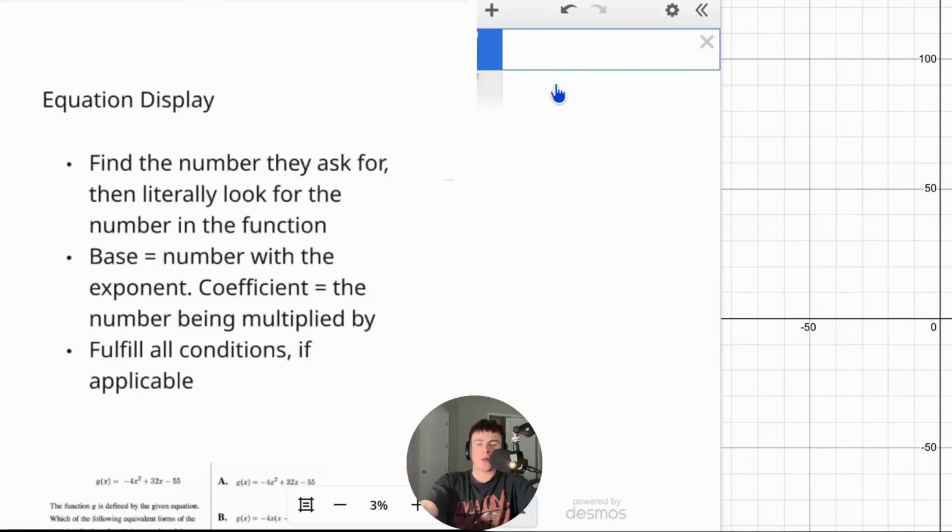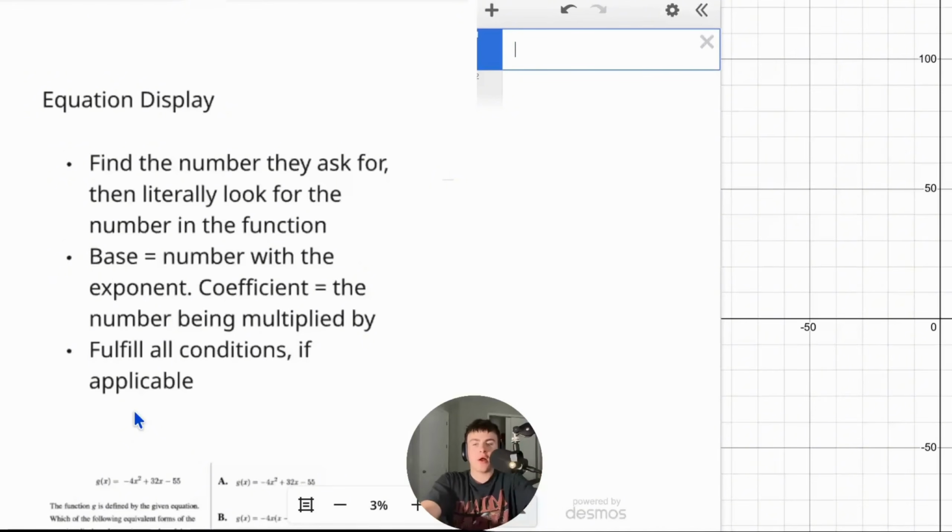It's called equation display or function display, whatever. Basically, the giveaway is when it says like, which of the following forms of something displays this as this, right? It'll be like, which of the following forms of the equation displays the maximum as a constant or a coefficient, whatever. So you literally need to find the thing they're asking for, like the maximum or the minimum or f of 2 or something, and then literally look for that number inside of the function. So let's say the maximum is 5. You literally look at the option and see which one has 5 in it. That's it. You don't do anything else.